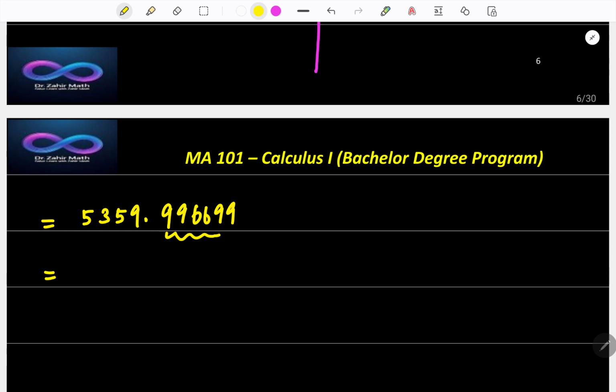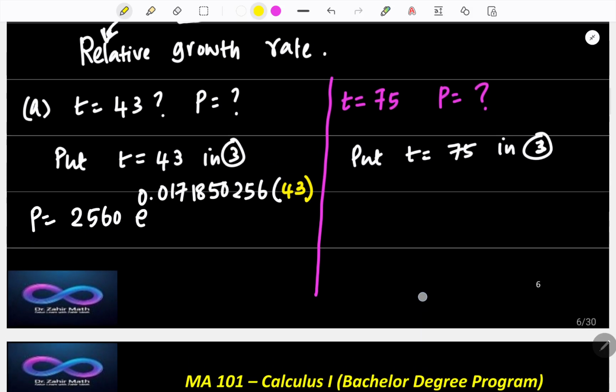But usually we won't say 99 because human beings, right? We are all men and women, babies, right? So we won't say 0.98. So 53 more than 0.5, it is 59. You can say 5360 million population over here. In which year? After 43 years.